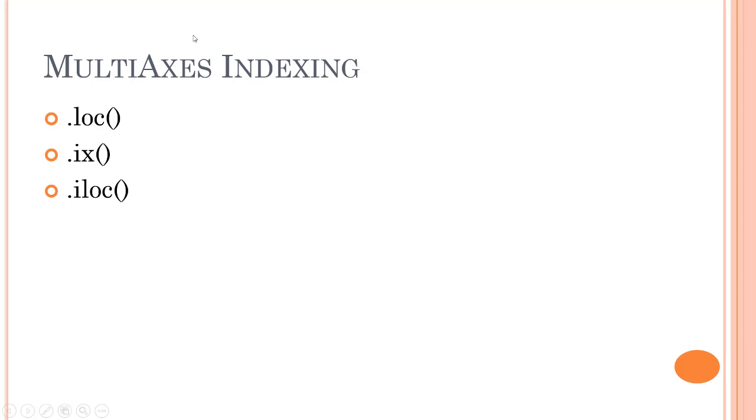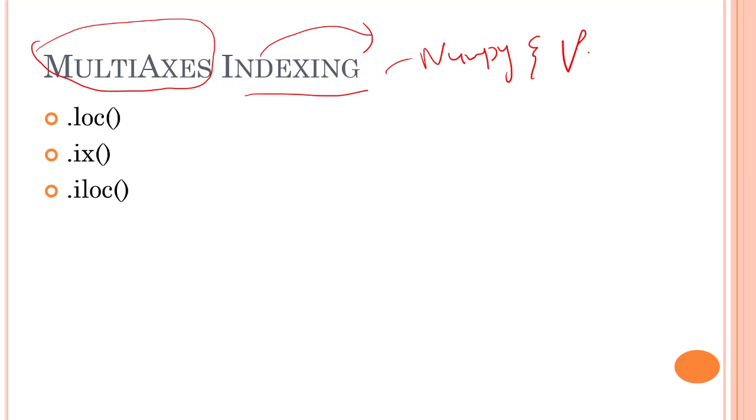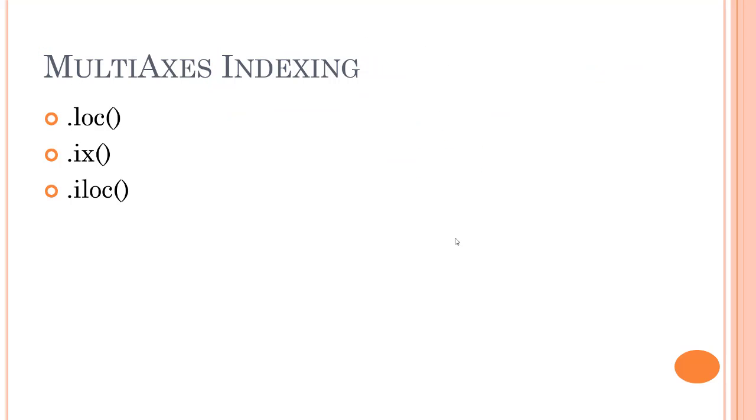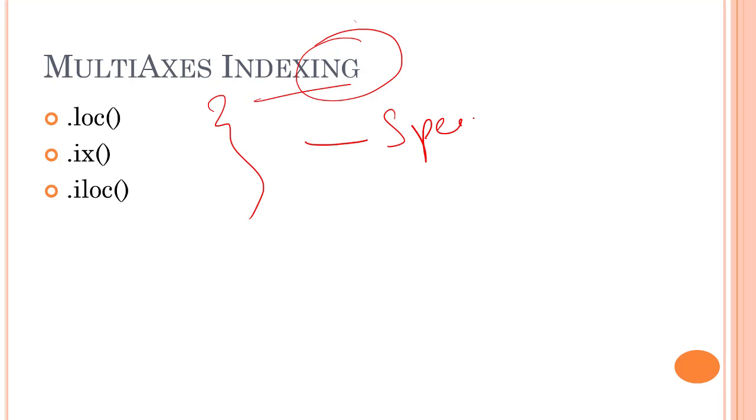So today's session will be moving towards the learning concept of multi-axis indexing. Before that, you already learned about indexing, slicing, and how to do sorting. The same way as NumPy, Pandas also uses this indexing concept. But Pandas has one extra feature, basically multi-indexing, which gives you extra features in Pandas: three special methods, .loc, .ix as well as .iloc.